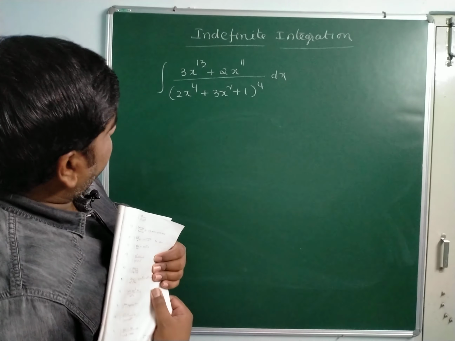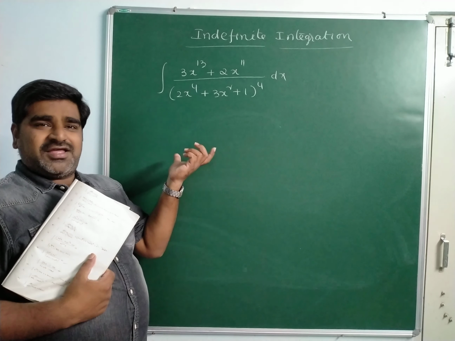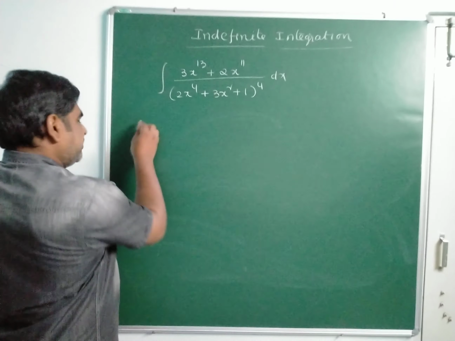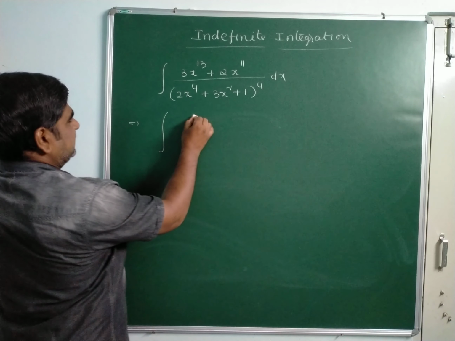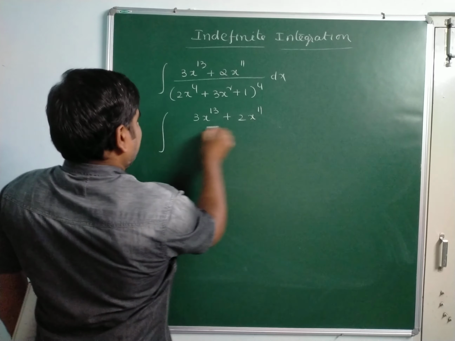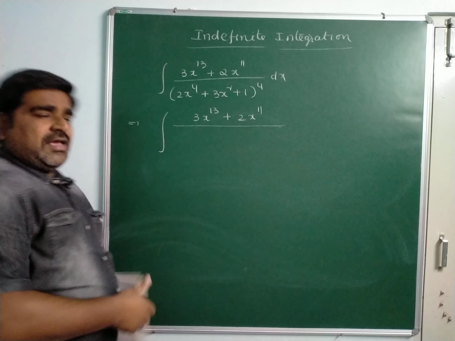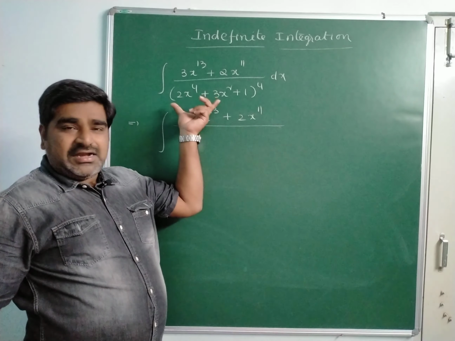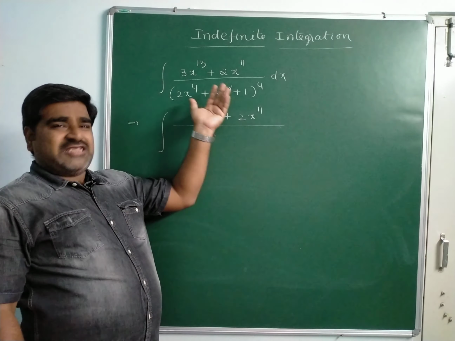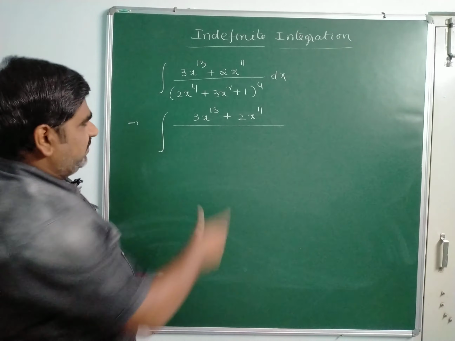It looks like a very difficult question. No, it is also a very easy question. Similar model question like this. 3x^13 plus 2x^11. Yes, same model. Once observe the terms in this bracket. What is the highest power of x in this bracket? 4. So take x power 4 common from this bracket.